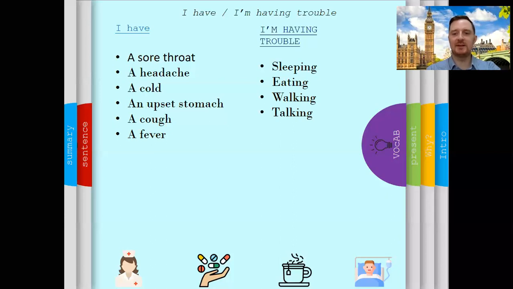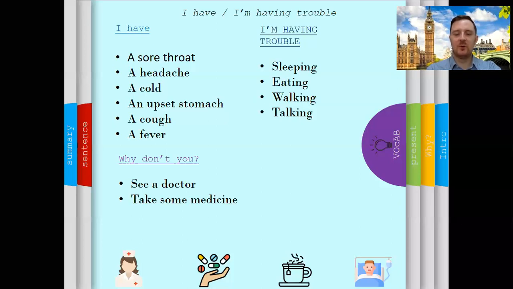So try your best to use both structures together, okay? Now let's have a look at the suggestion part, okay? So remember our options for making suggestions, why don't you? And the other option was I suggest, verb ing, okay? So why don't you see a doctor? See a doctor. Why don't you take some medicine?